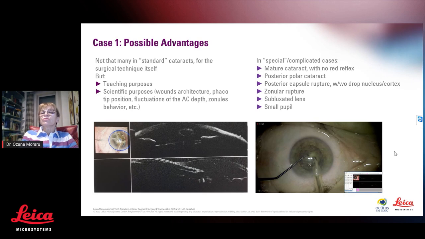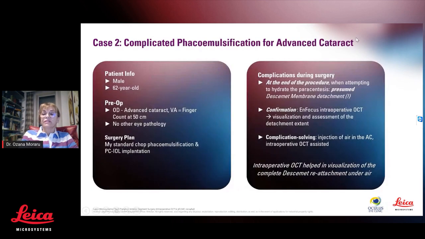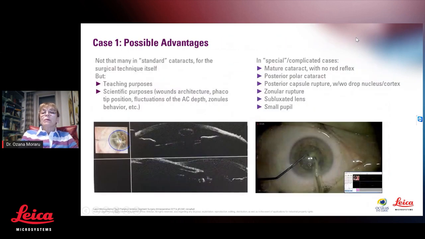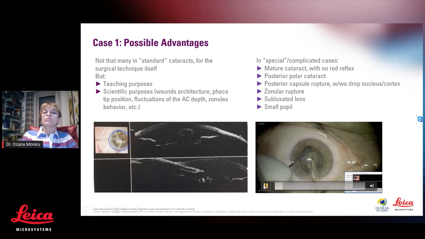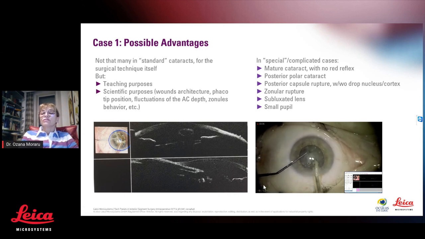And I think it is also quite useful in special, or let's say complicated, cases like this one: in mature cataract with no red reflex, in posterior polar cataract, for sure it is helpful because you don't always assess the depth and the thickness of the lens. In posterior capsule rupture, in zonular rupture, subluxated lens, small pupil, and also in IFIS syndrome, you can watch the behavior not only of the zonules, but also of the iris, which is floppy.